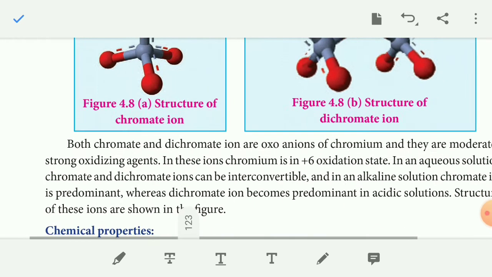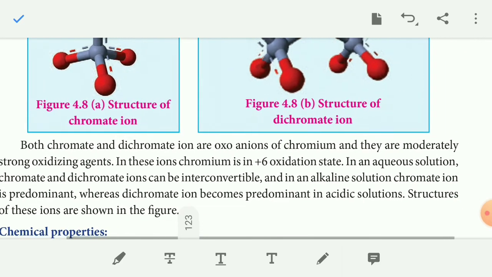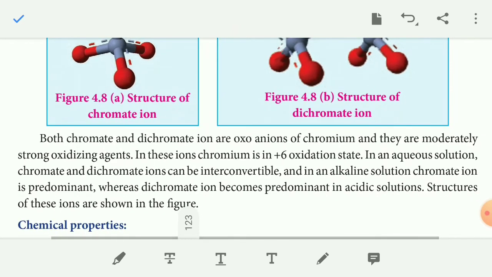Both chromate and dichromate ions are oxo anions of chromium. They are moderately strong oxidizing agents. In Cr2O7, the chromium oxidation state is +6. In aqueous solution, chromate and dichromate ions are interconvertible. In alkaline solution the chromate ion is predominant, whereas dichromate becomes predominant in acidic solution.